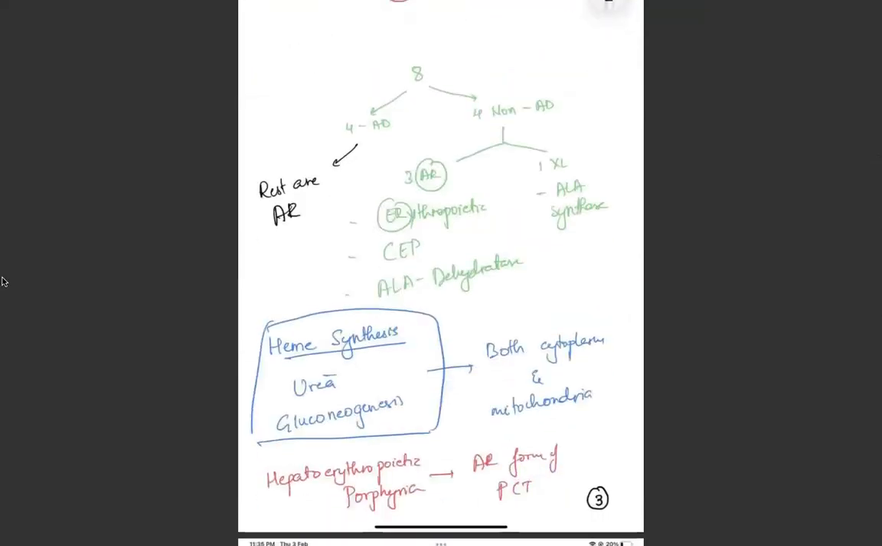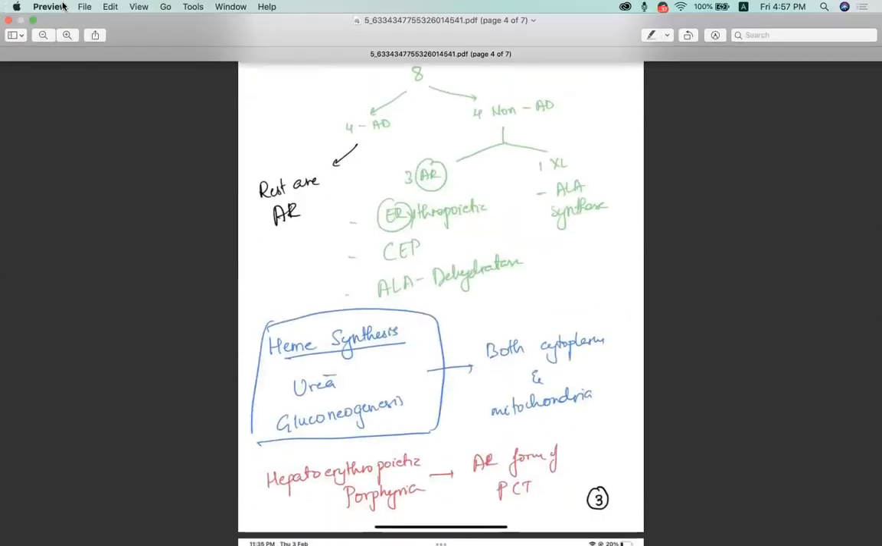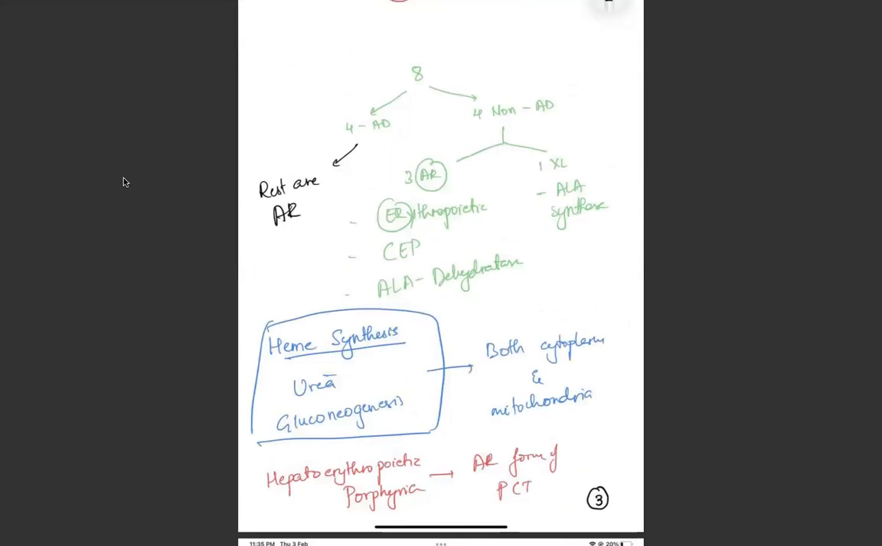Okay. Out of 8 porphyrias, 4 are autosomal dominant and the rest are autosomal recessive. Out of those, 1 is X-linked recessive, that is ALA synthase, leading to X-linked protoporphyria, and the rest 3 are autosomal recessive. They are erythropoietic protoporphyria, congenital erythropoietic porphyria, and ALA dehydratase deficiency porphyria.